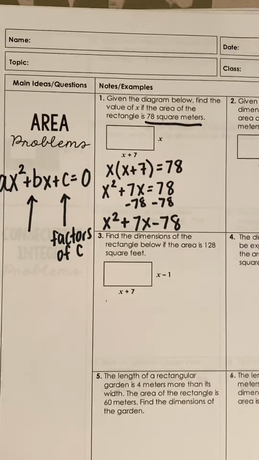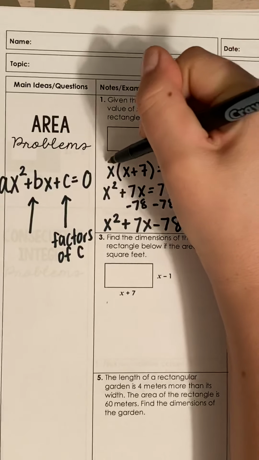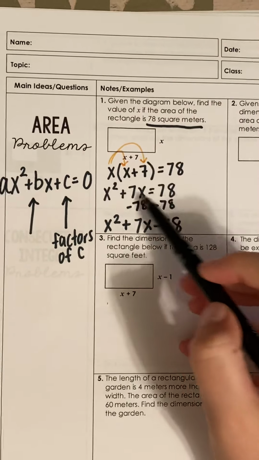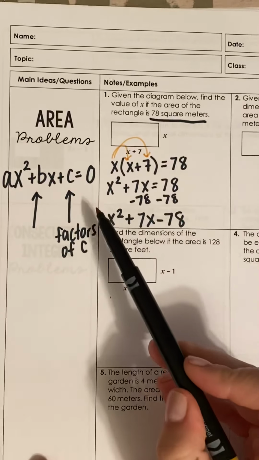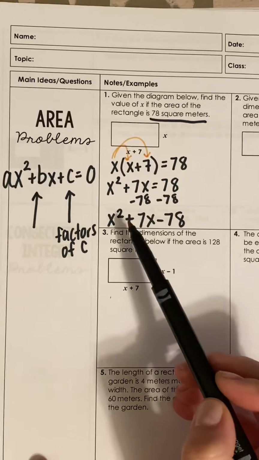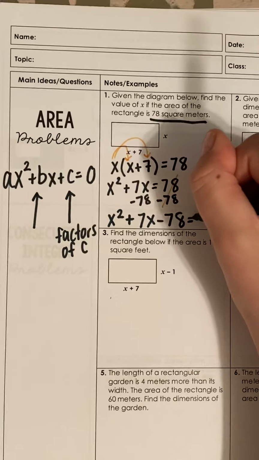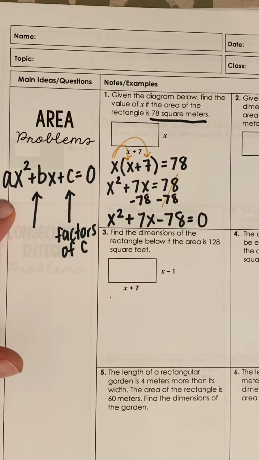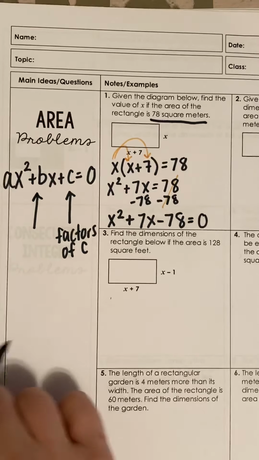When I distributed that, x times x gave me x squared, and x times 7 gave me 7x. I wrote that, and it was still equal to 78. But how do I go from this format to standard form? I had to subtract 78 from both sides so that now there's a 0 over here, and I could factor this. Standard form is ax squared plus bx plus c equals 0. We're looking for the factors of c.